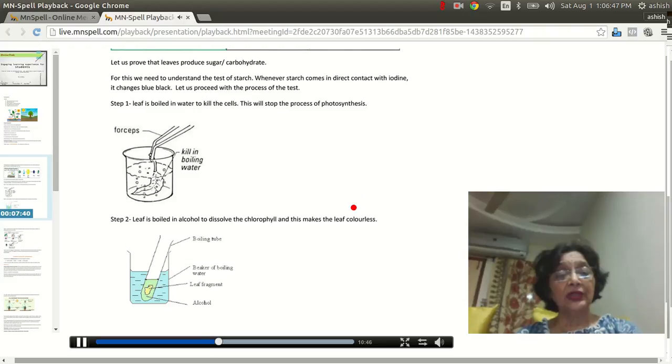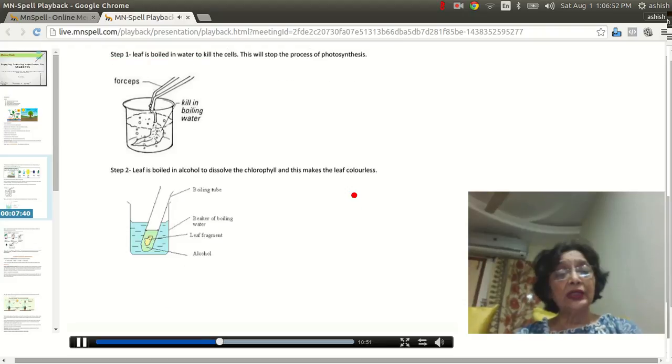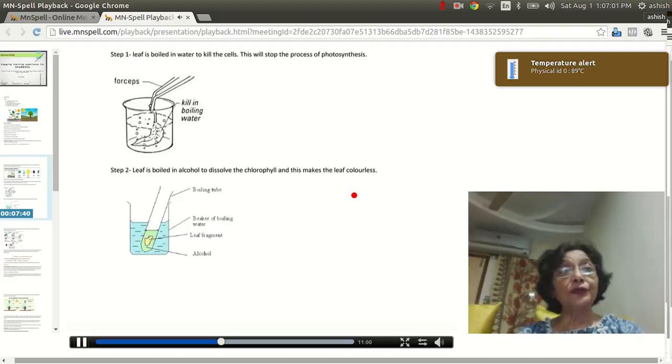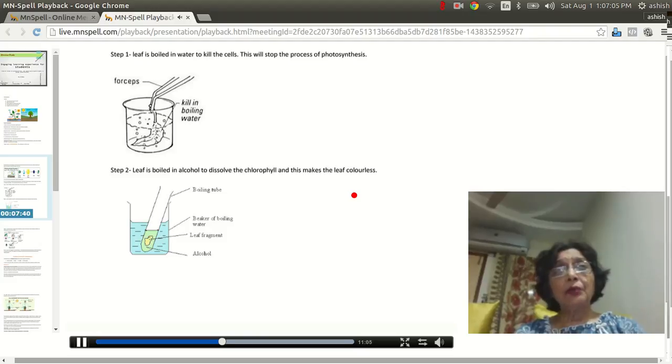Now my next step is that this leaf is boiled in alcohol. Why alcohol? Because of chlorophyll. I want to remove chlorophyll also. Otherwise the green color of the leaf may give a confusion in the observation when iodine will react with the starch. So we want to make the leaf colorless. That's why we have chosen alcohol, which dissolves the chlorophyll.